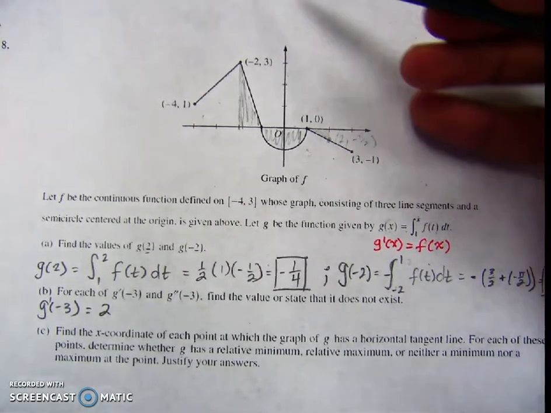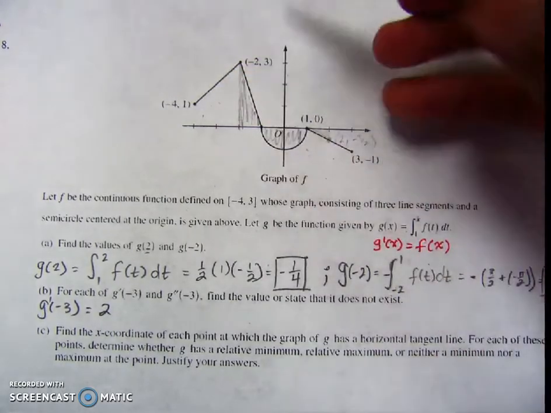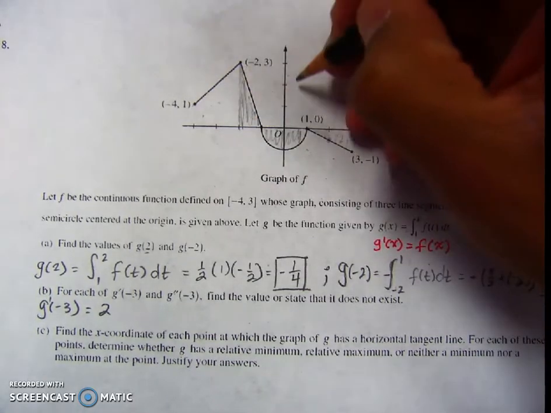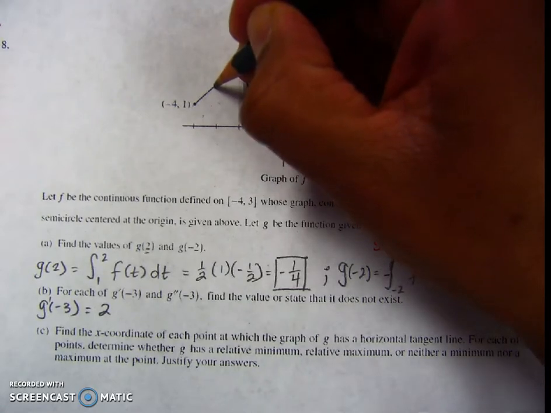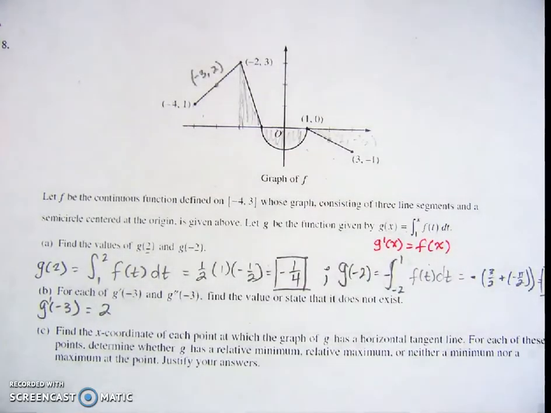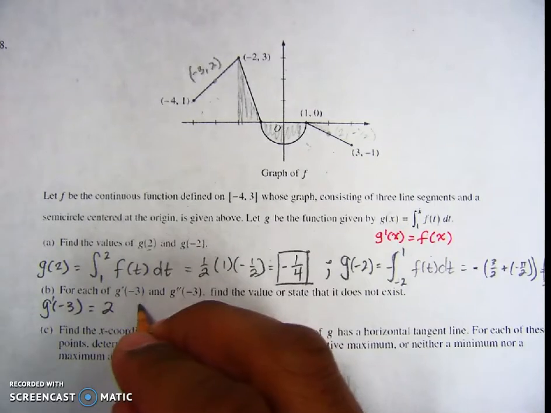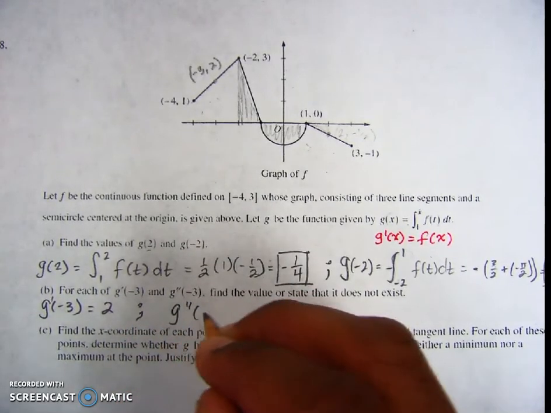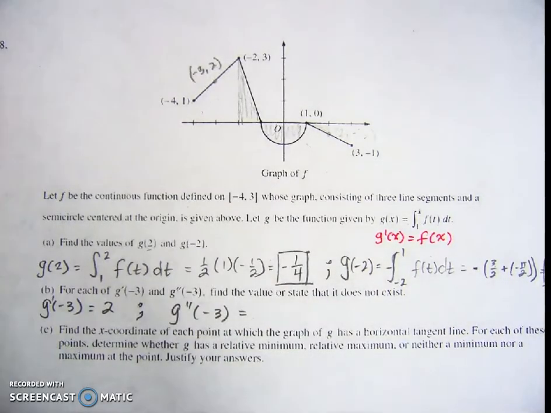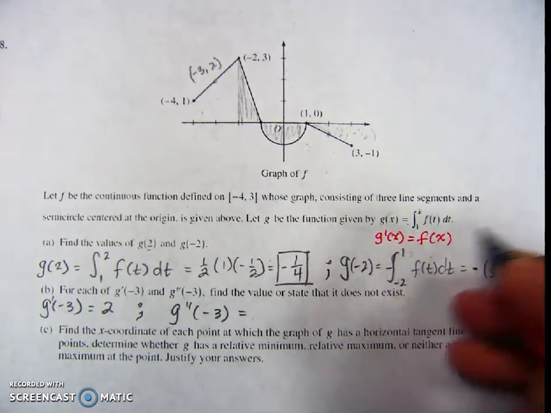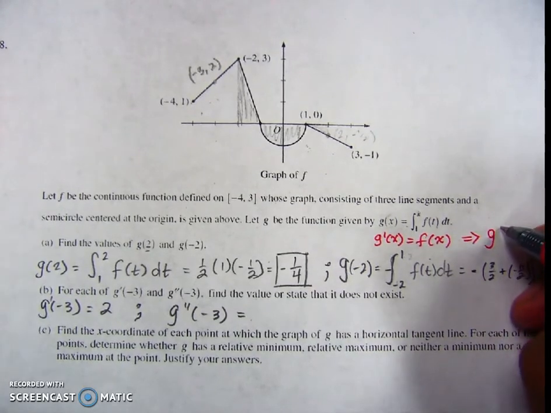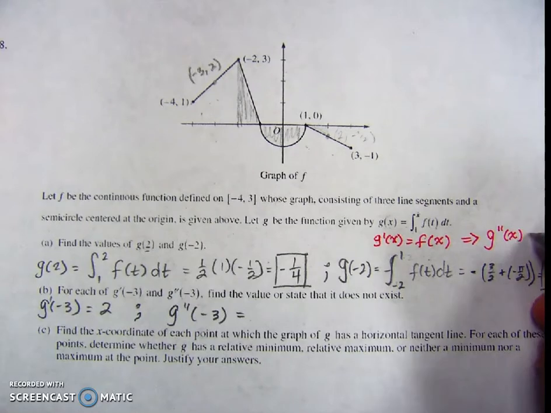Again, I know that because this line has a slope of down 2 to the left 2. So it's a slope of 1. So what we have is we have a point of negative 3 comma 2. Now we have to calculate g double prime of negative 3. Now if we differentiate g prime of x equals f of x, we pretty much now have g double prime of x equals f prime of x.